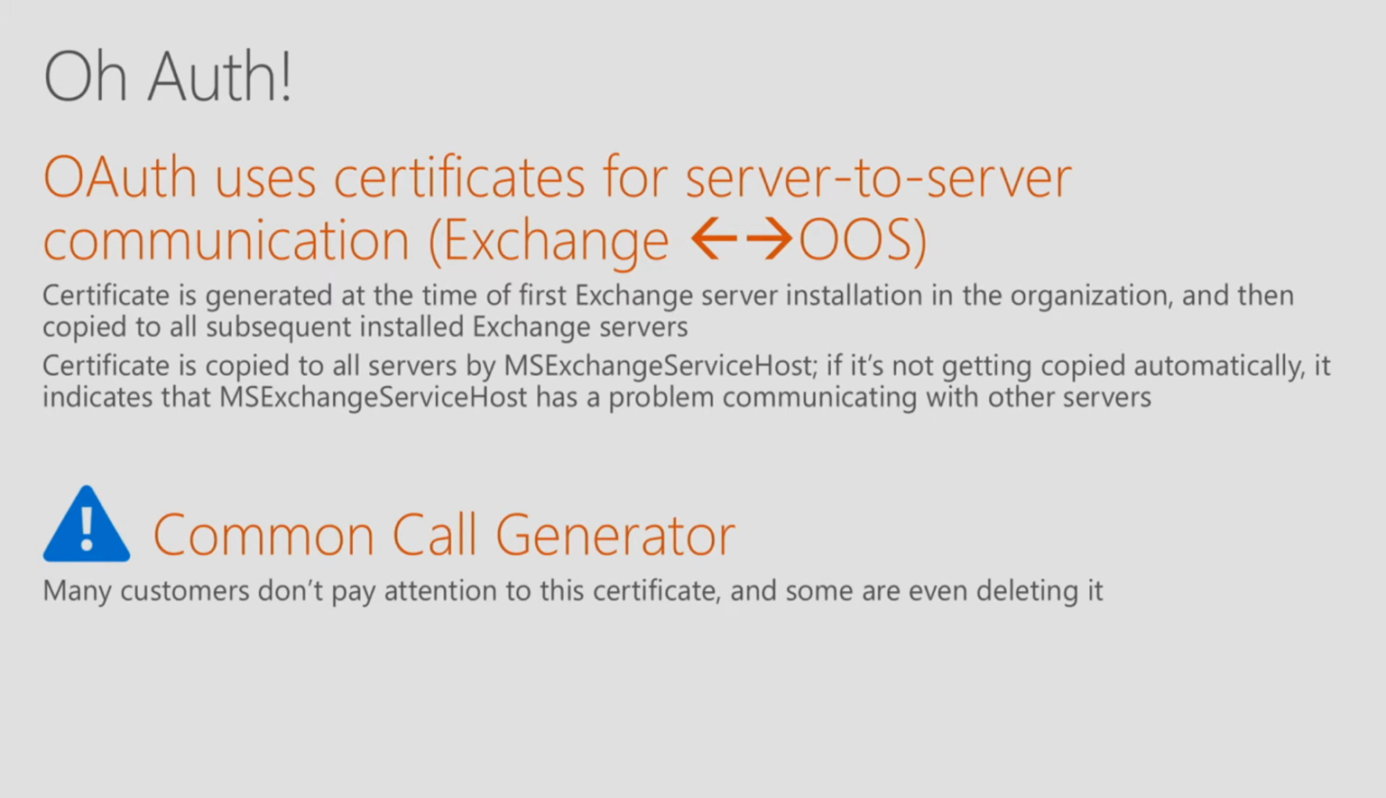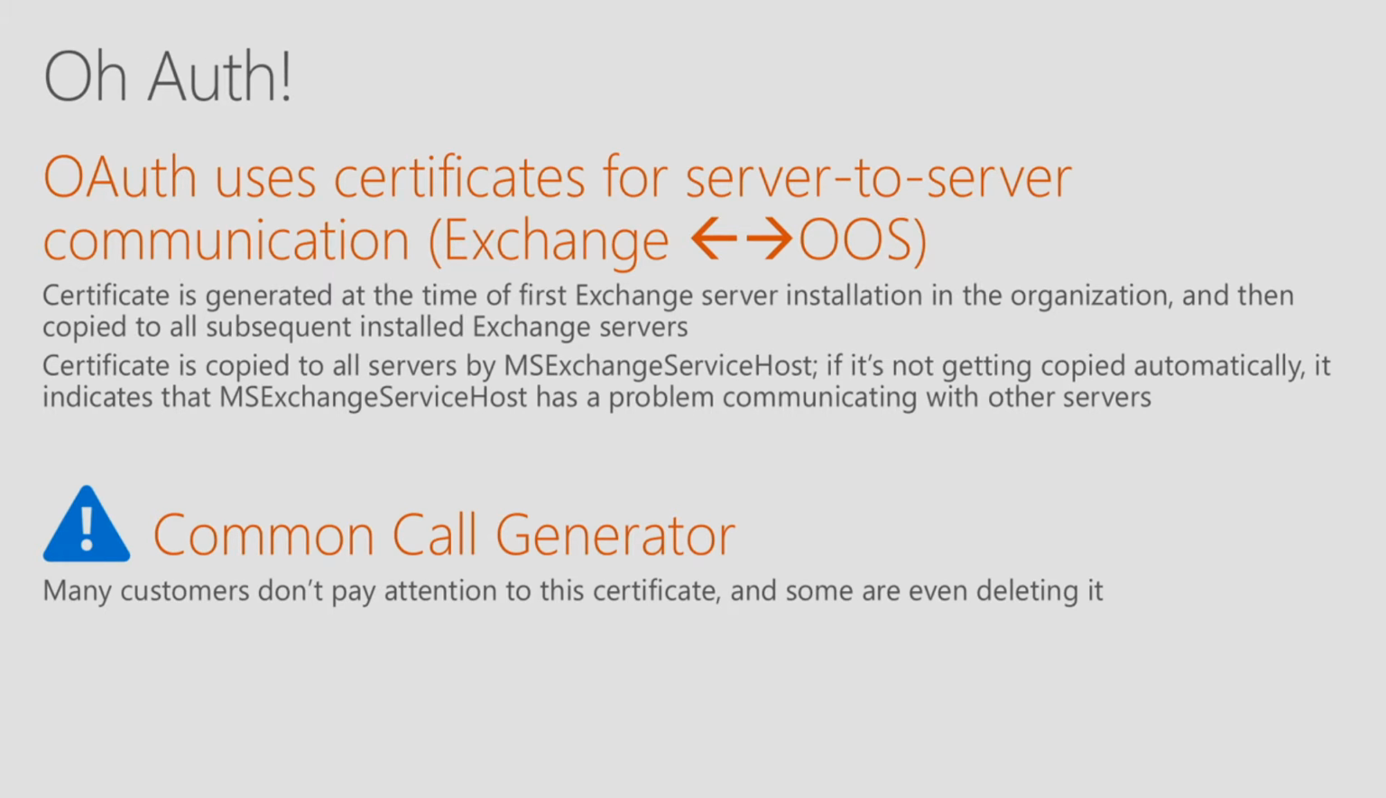What happens is there's a certificate for collaboration that gets created on the Exchange server. And then the MS Exchange service host process is responsible for taking that certificate and copying it to all the other Exchange servers in the organization. Unfortunately, a lot of administrators are not paying attention to this. And in fact, some are even deleting the certificate. And when you do that, that will break not just OAuth authentication, but the whole Office Online Server experience as well.